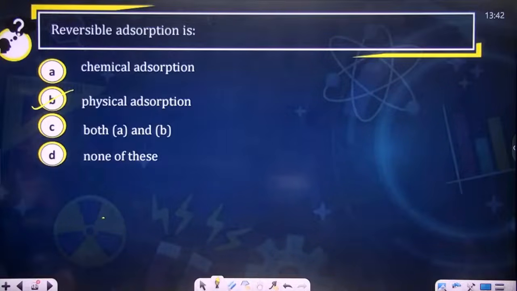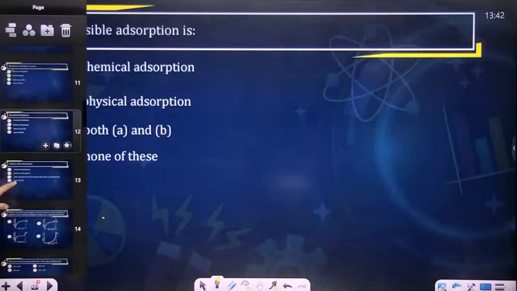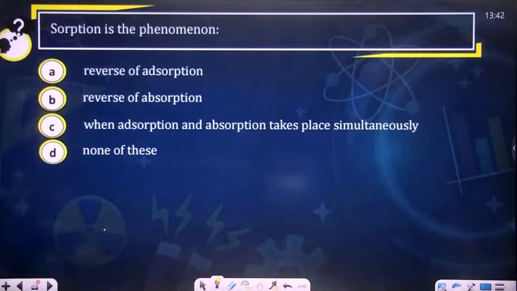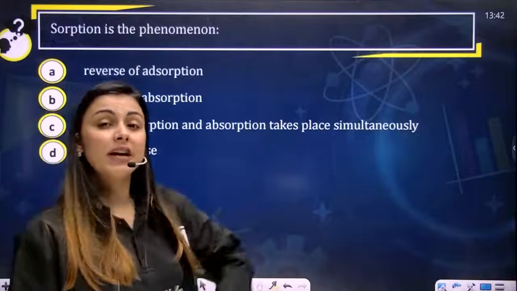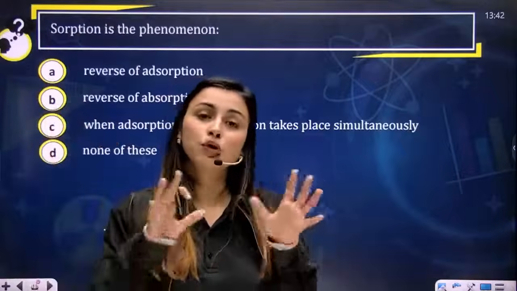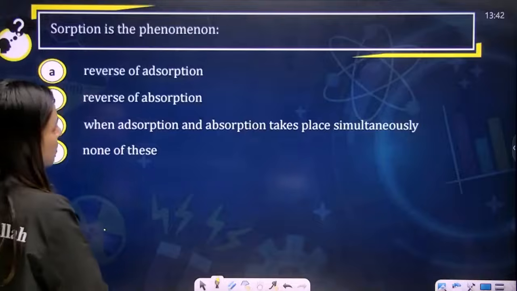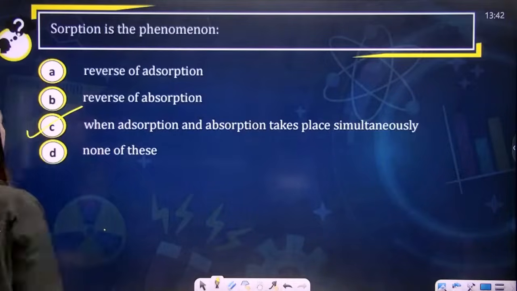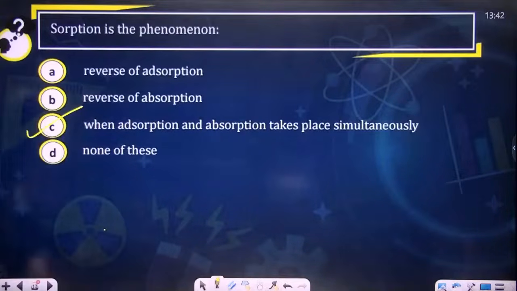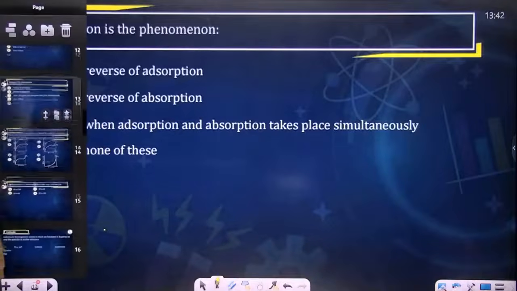Now let's talk about the next point. The next point is on your screen. Sorption is the phenomena where adsorption as well as absorption, both of them take place simultaneously. So where adsorption and absorption takes place simultaneously, option C will be your correct answer. Such easy questions are asked.